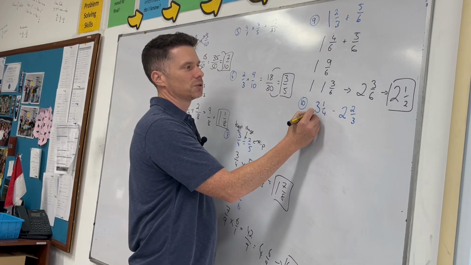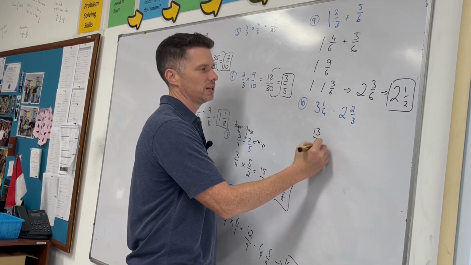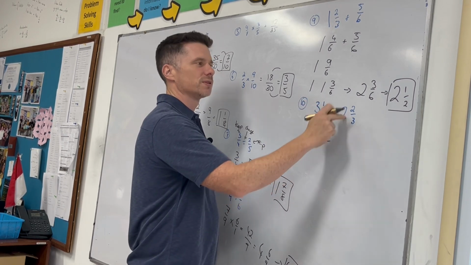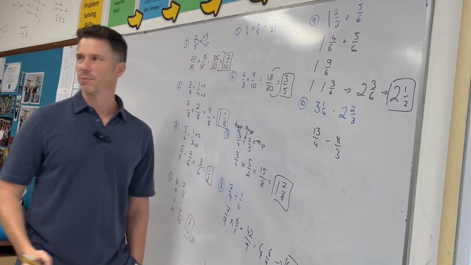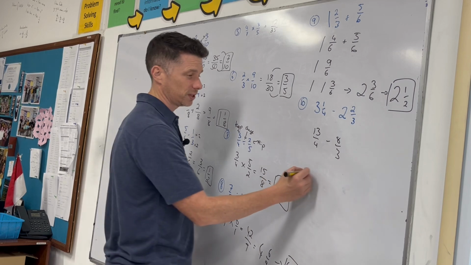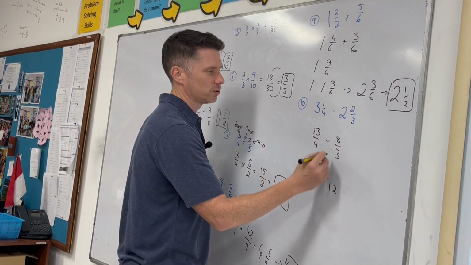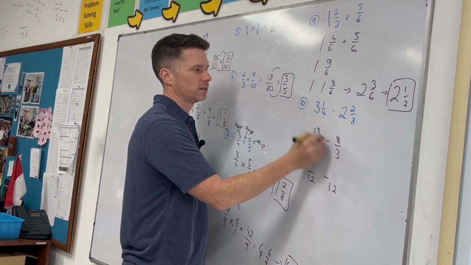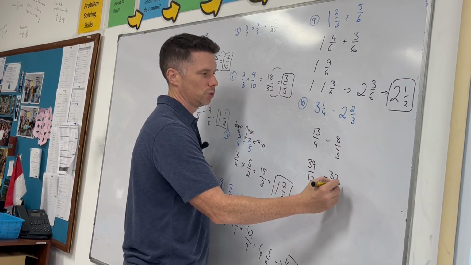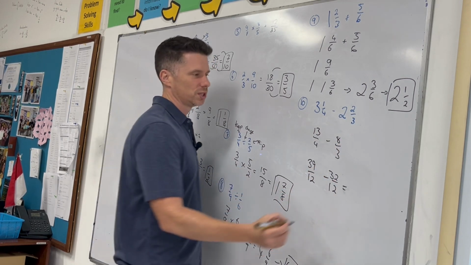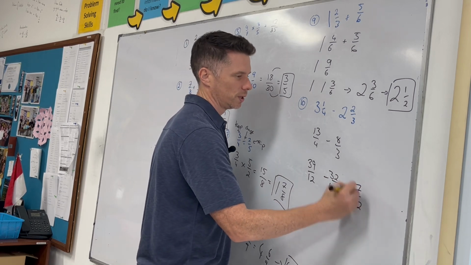3 times 4 gives 12. Added to the top, I give 13. 2 times 3 gives 6. Added to the top, I get 8. My common denominator here is probably best off being 12, I think. 4 times 3, which means I can use the cross multiply method. 3 times 13 is 39. 4 times 8 is 32. And if I subtract those two numbers, I end up with 7/12.